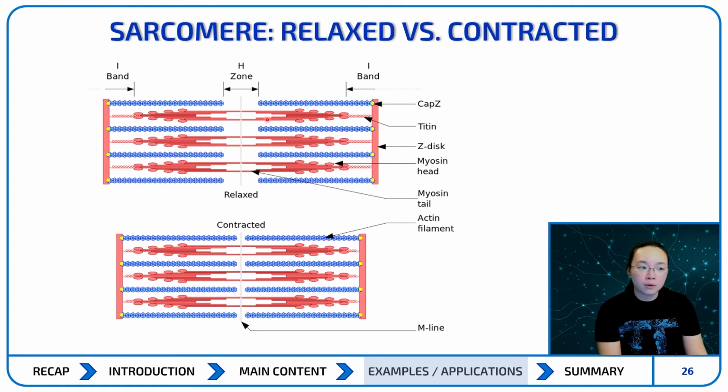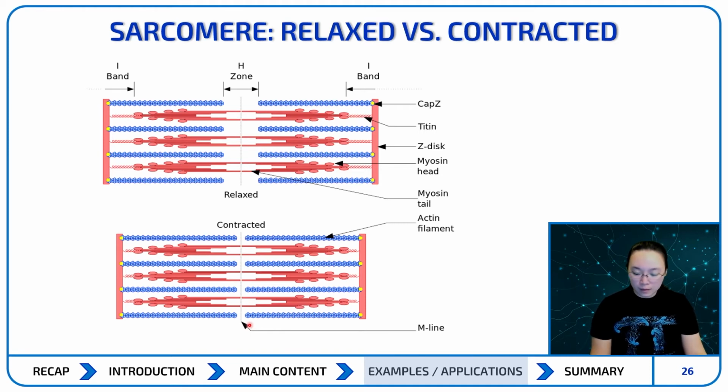You will need to know what all of these are called. So you can see a space in between the two actin filaments. That's called the H zone, and as the sarcomere contracts, the H zone gets smaller and smaller. And during contraction, both of the actin filaments are going to move towards the middle M line. And then, of course, when it's relaxed, the H zone increases, and both sides of the actin filament get farther away from the M line.